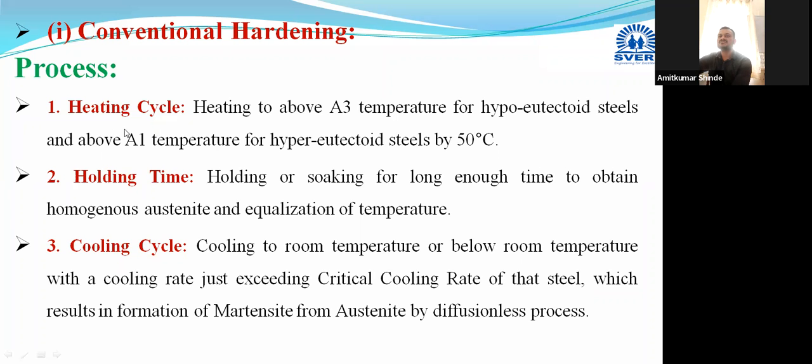Heating: this heating zone remains the same for all types of conventional hardening. That is, heating above A3 temperature for hypoeutectoid steel and above A1 for hypereutectoid steels by 50 degrees Celsius. Then holding time or soaking time is provided to get homogeneous austenite and equalization of temperature. Then it is cooled in water at a cooling rate more than the critical cooling rate of that steel, so that the austenite gets transformed to martensite by a diffusionless process.